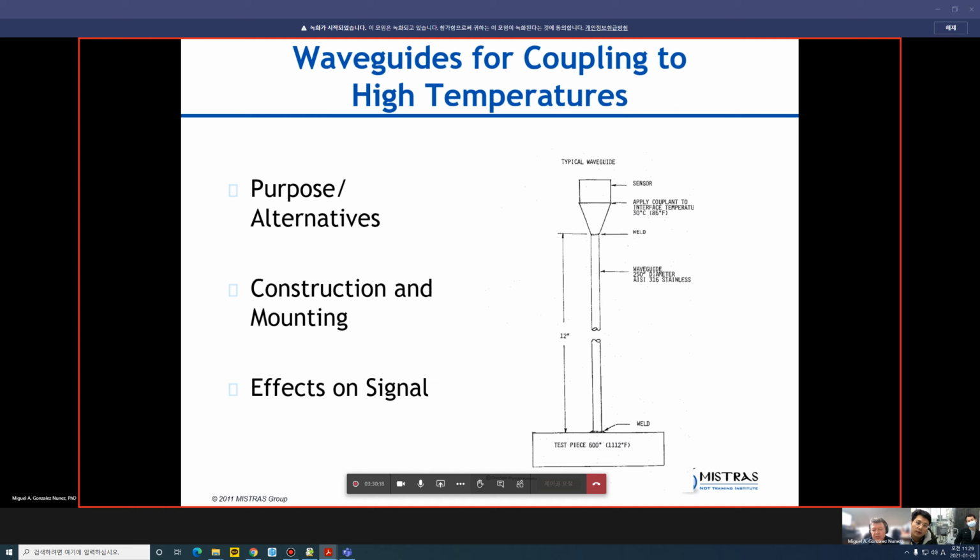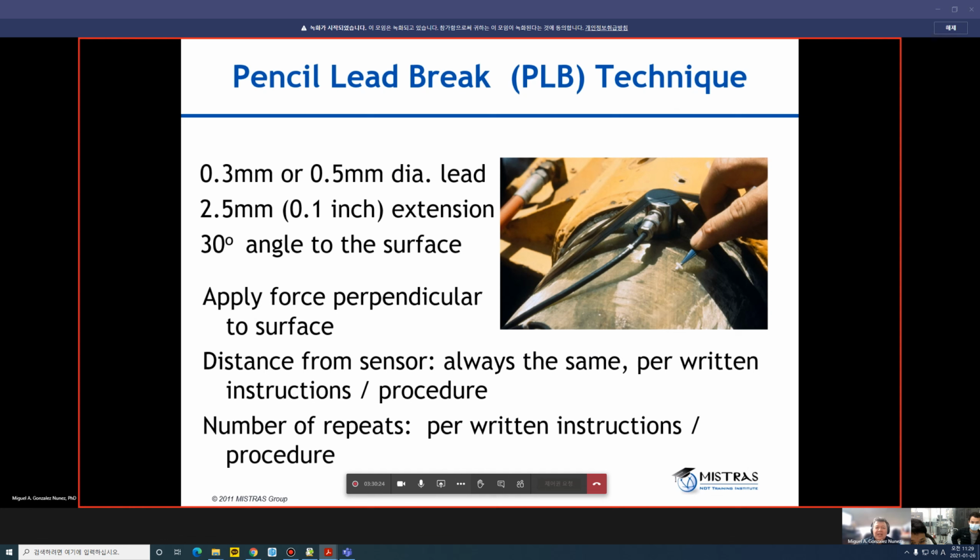But you don't use that. Then the pencil break. Yes, this is what you want. You have to know the pencil break test. Okay, this is the pencil break technique.